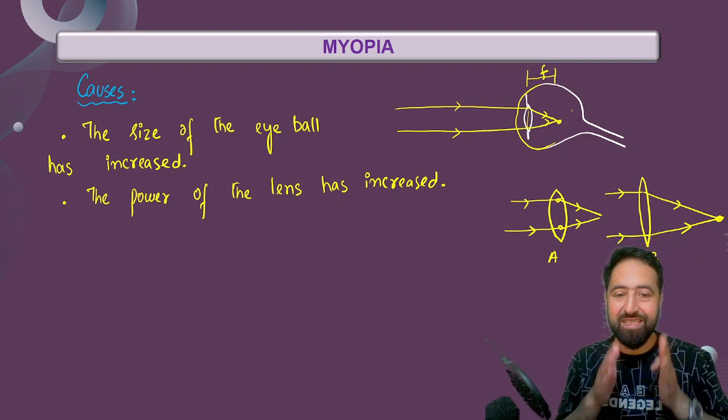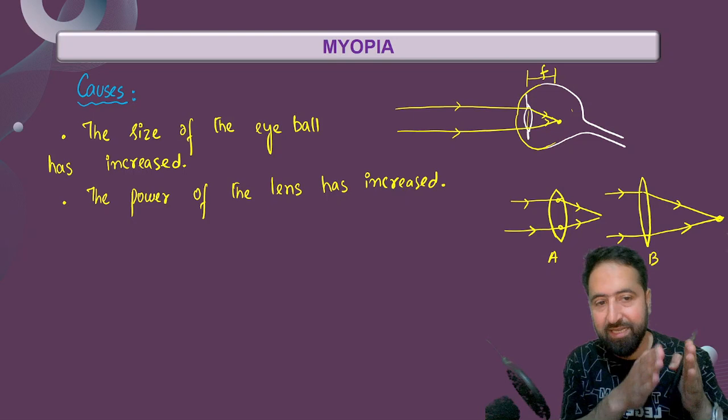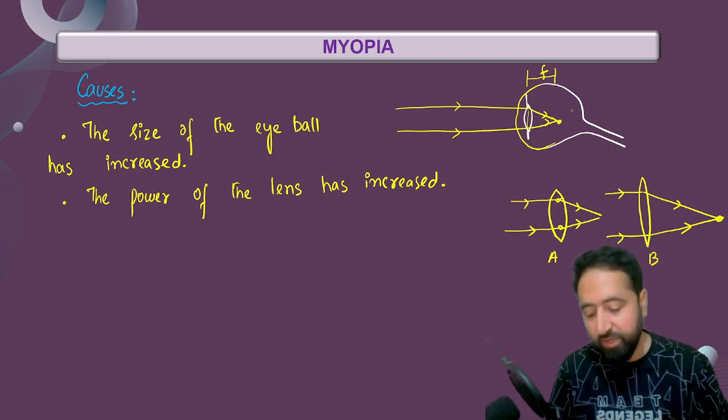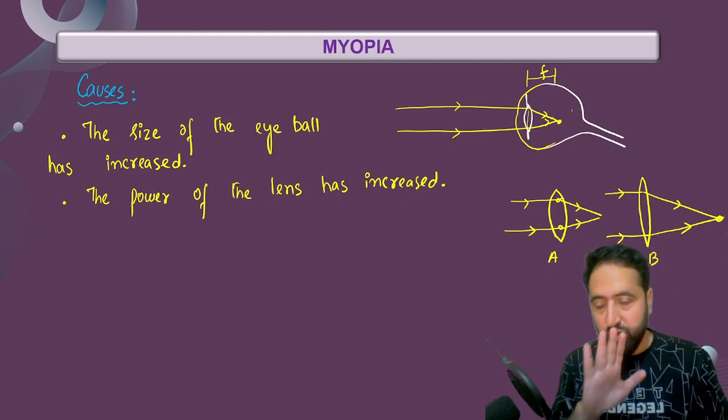Okay, why? Because ये कन्वर्ज कर रहा है रेज को बहुत ही ज्यादा जल्दी। ठीक है, बहुत कम डिस्टेंस में इनको कन्वर्ज कर रहा है। So two possible causes done. Let's go to correction.